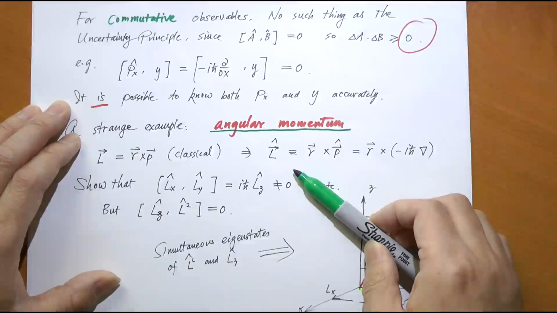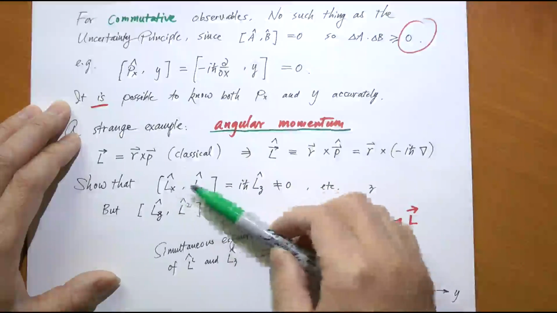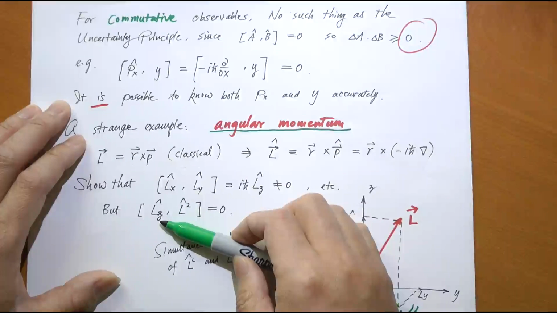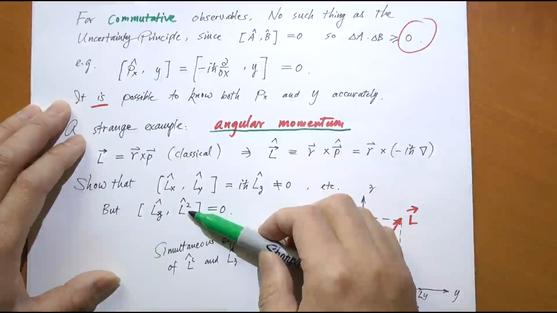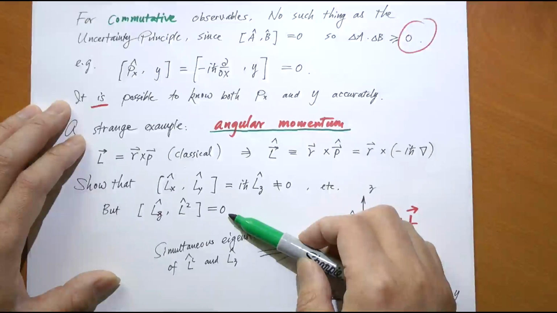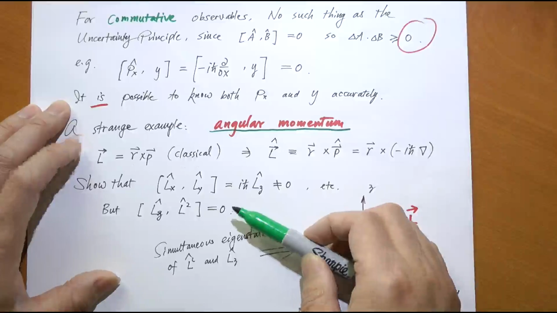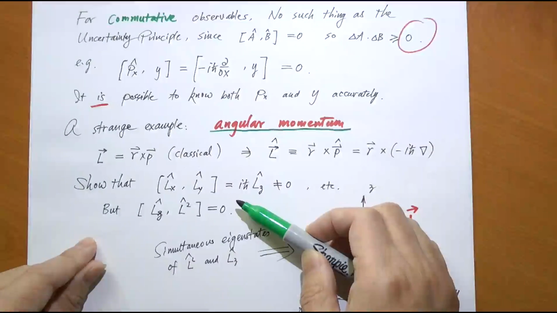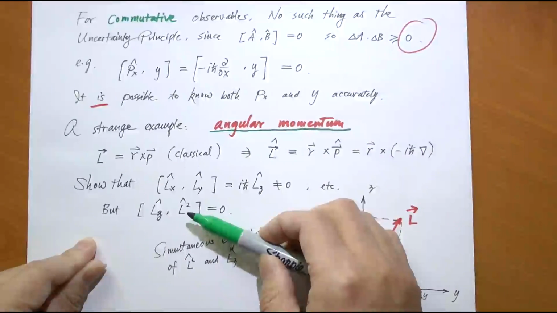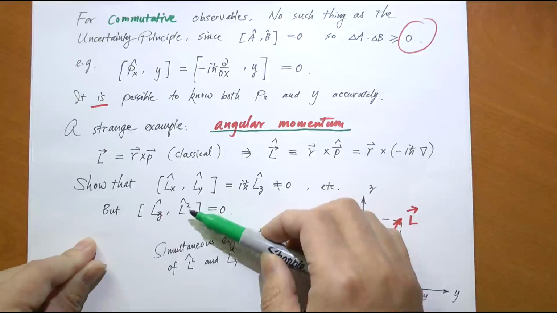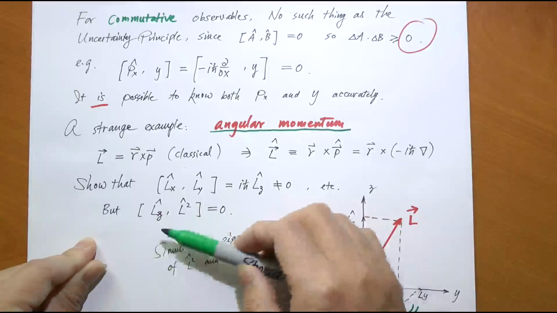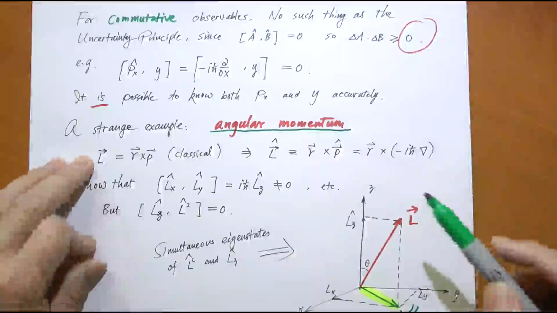However, for any of these 3 components, Lx, Ly, and Lz, if you take the commutator with L squared, which is the magnitude squared, you will get 0. Which means it is possible to find any one of these 3 components and the magnitude of this vector at the same time. It is possible to do that. It's just not possible to find all 3 components separately with accuracy.